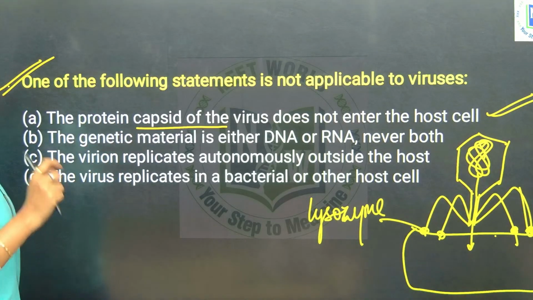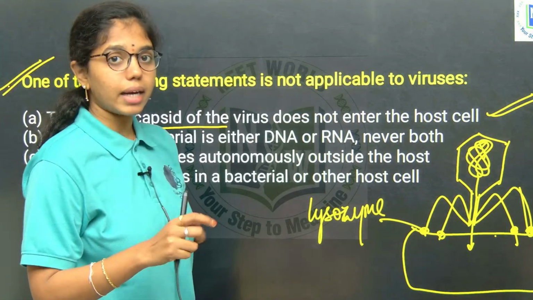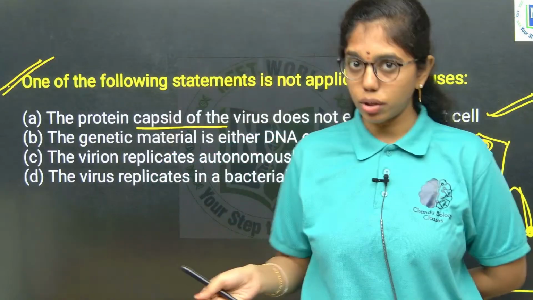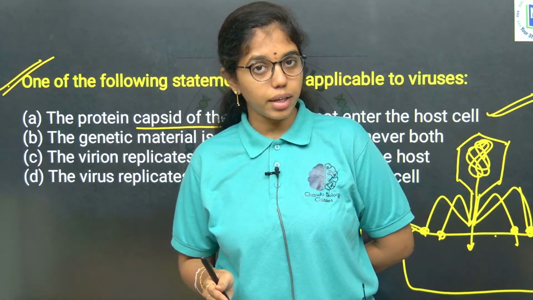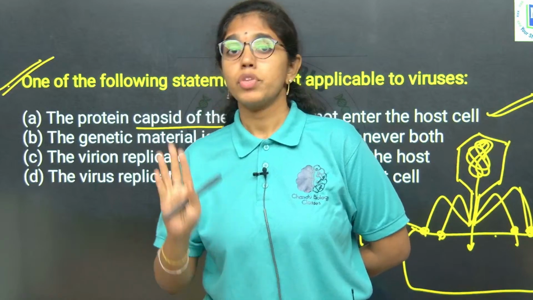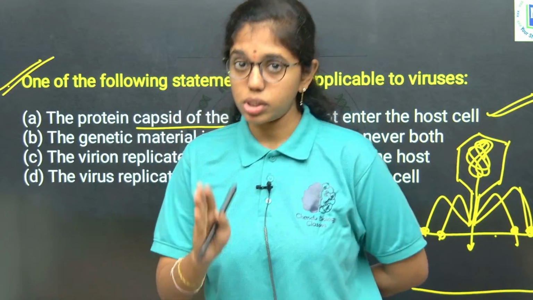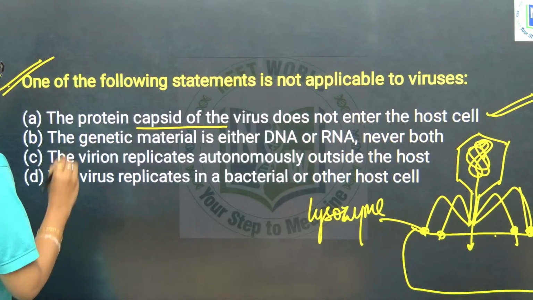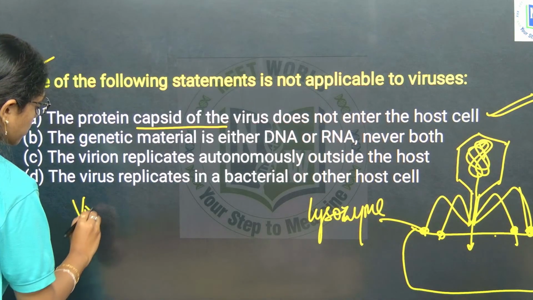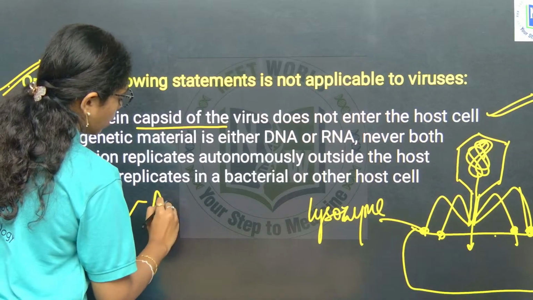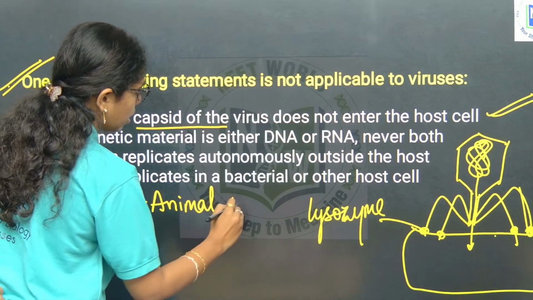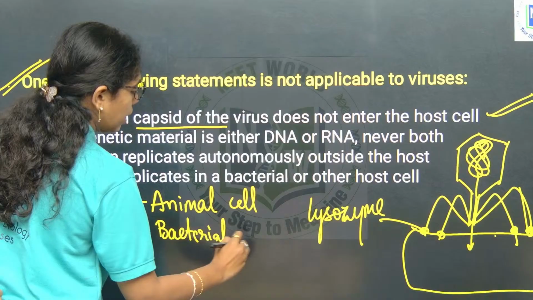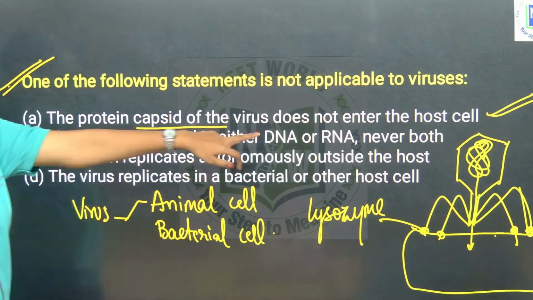Second, you see, the genetic material is either DNA or RNA but never both. Yes, virus will have genetic material; it can be double stranded circular DNA or single stranded circular DNA or single stranded RNA. DNA will be the genetic material in those viruses which infect animals and bacteria. Those viruses which affect animal cells or bacterial cells will have the genetic material as DNA.